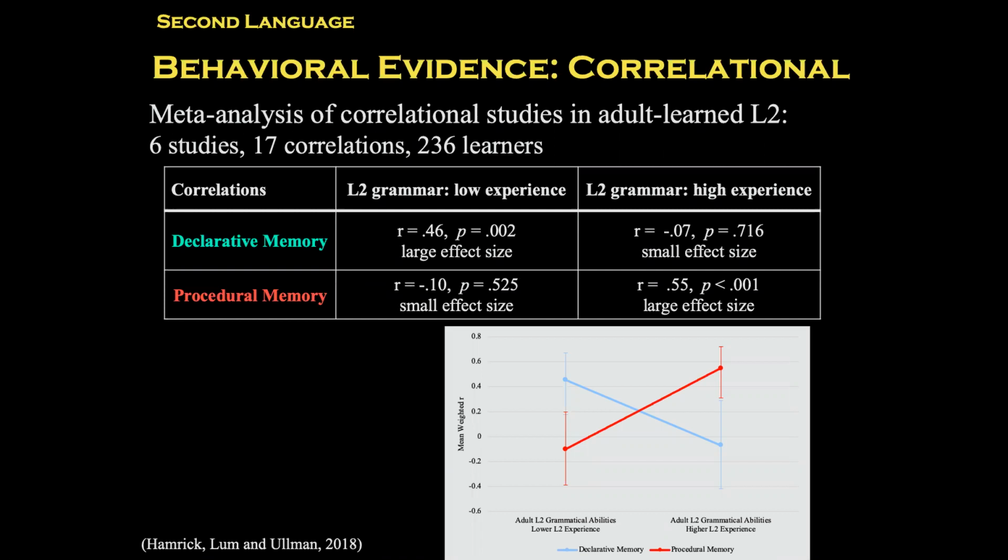We're not looking at lexicon and grammar here. Luckily for us, people testing our hypothesis about these memory systems in second language have mainly looked at grammar at lower and higher exposure, which is much more interesting. And what our meta-analysis showed, and this is really striking, is that grammar at low experience is associated with declarative memory learning abilities, not procedural, and vice versa at high. So early on, when you're learning a second language, you depend on declarative memory for grammar and on procedural memory at high.